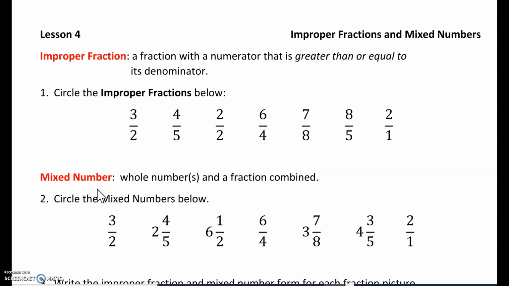So in lesson number 4, we're going to be talking about improper fractions and mixed numbers. An improper fraction is a fraction with a numerator that is greater than or equal to its denominator. So it asks us to circle the improper fractions below.